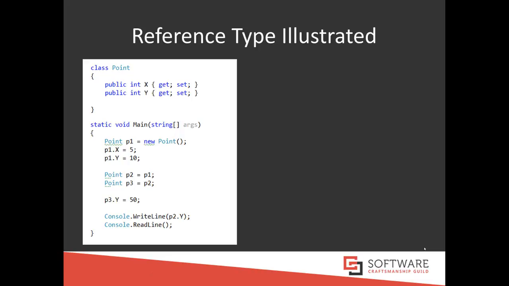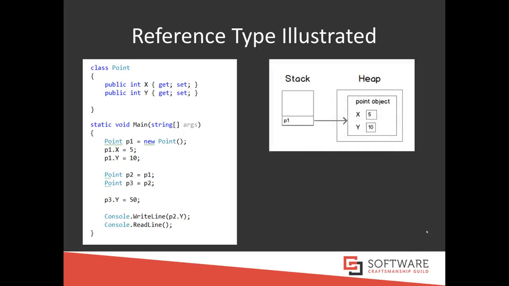And again, what do you think is going to print? I get a lot of people that say 0 or 10, and they're both wrong. Because all of these variables have been assigned to P1's data location, it's going to print out 50, because when P3.y gets changed to 50, P2 and P1 are pointing to the same data, so they all get changed.